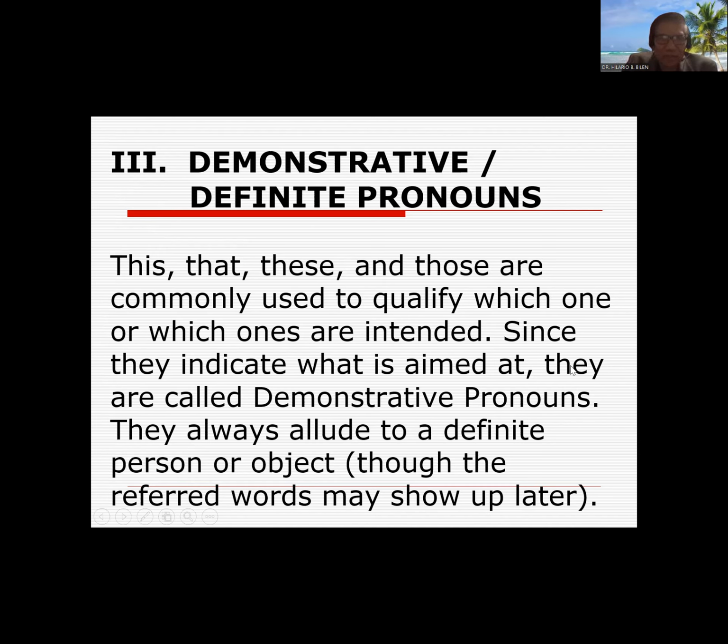Let's talk about demonstrative and definitive pronouns. This, that, these, and those are commonly used to qualify which one or which ones are intended. Since they indicate what is aimed at, they are called demonstrative pronouns. They always allude to a definite person or object, though the referred words may show up later. Okay?